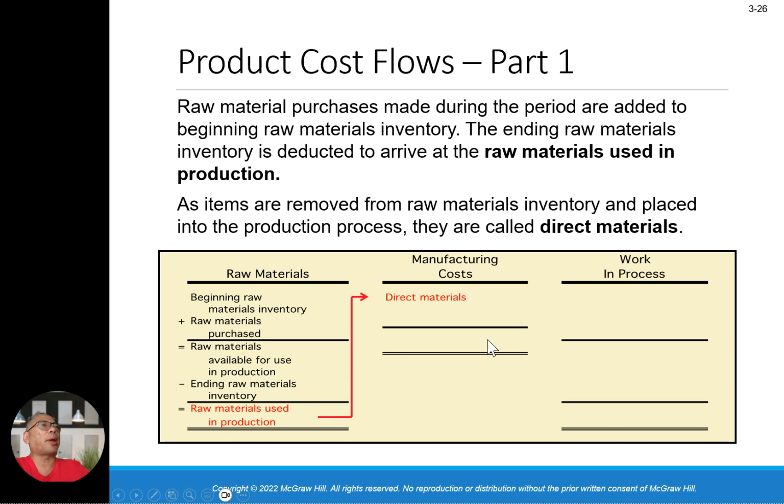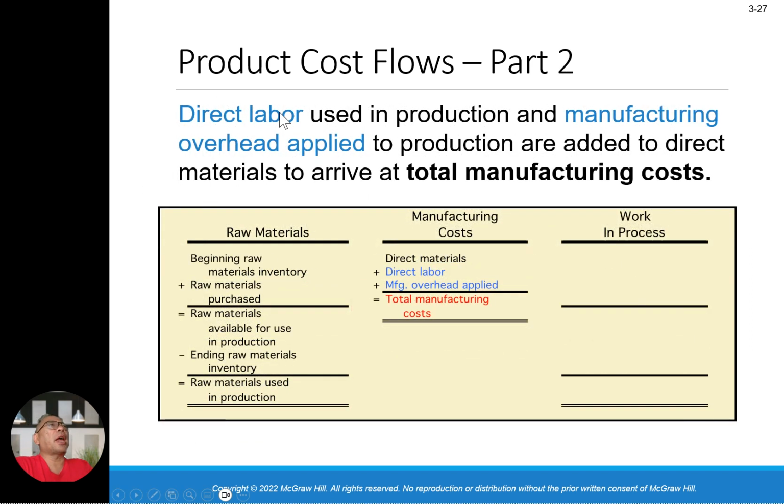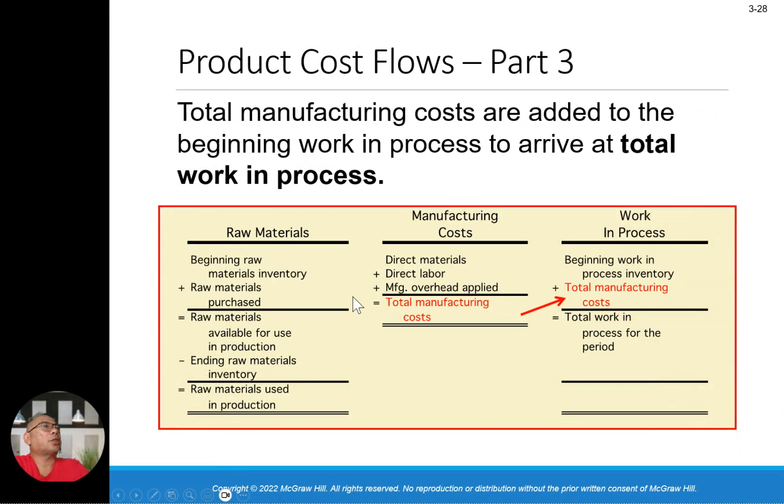All the way here, go to the cost of direct materials. Okay? And then direct labor used in production and manufacturing overhead applied to production are added to direct materials to arrive at the total manufacturing cost. So this is how you're going to add it. Direct materials plus direct labor plus manufacturing overhead applied is the total manufacturing cost. Okay, this total manufacturing cost goes into work in process: beginning work in process plus total manufacturing cost gives total work in process for the period.